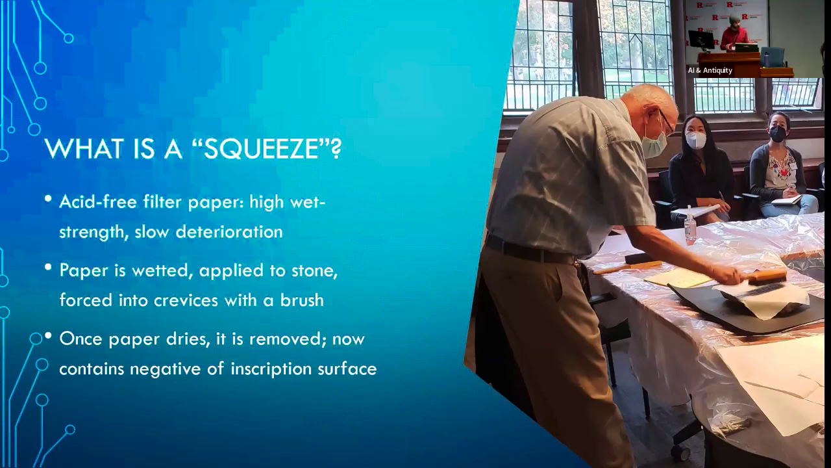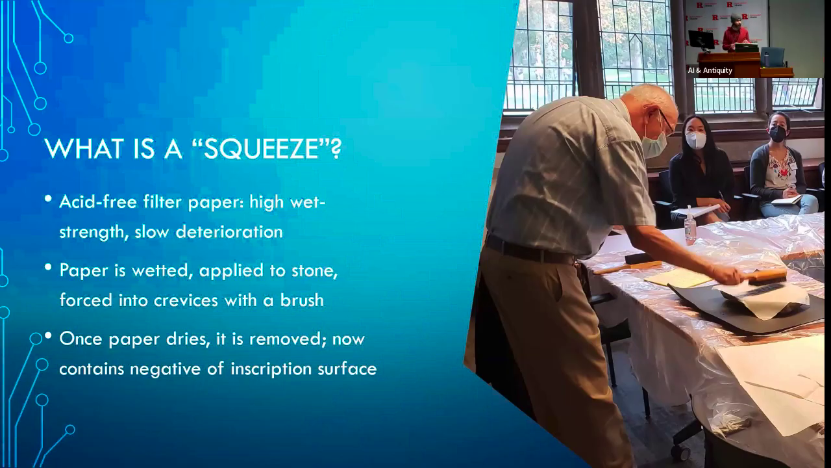And you make a squeeze by taking a special kind of paper that's called squeeze paper, somewhat straightforwardly, or sometimes chemist's filter paper, which is distinguished by having a very high wet strength. So it's very unlike tissues or toilet paper. You get those wet, they come apart in your hands. Squeeze paper, you get it wet, it stays very much of a piece. And it's also very low acid.